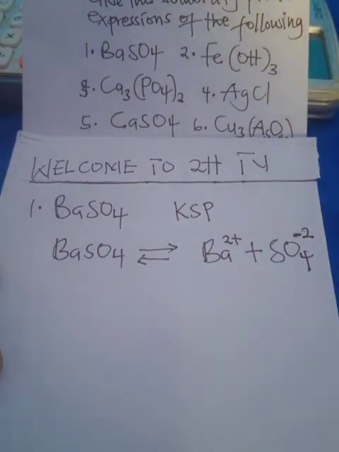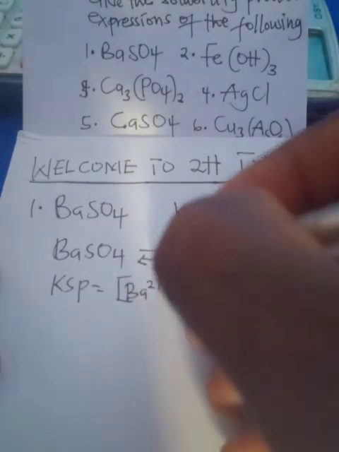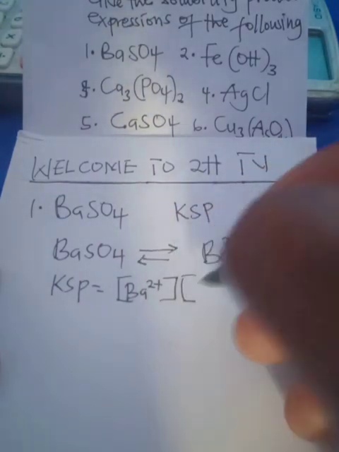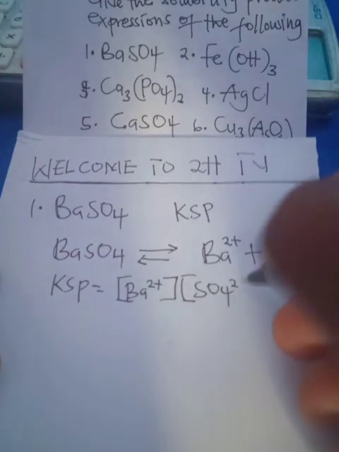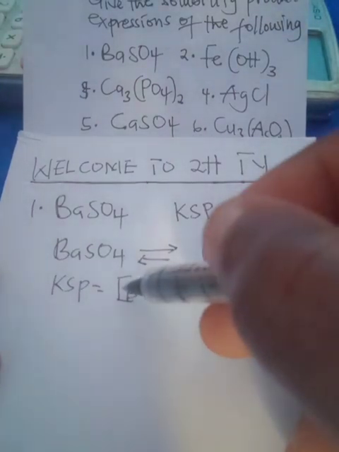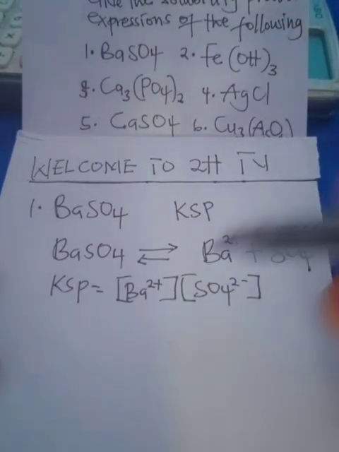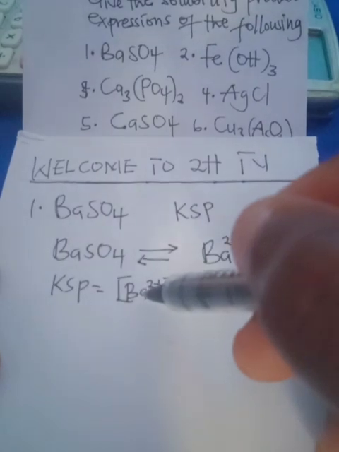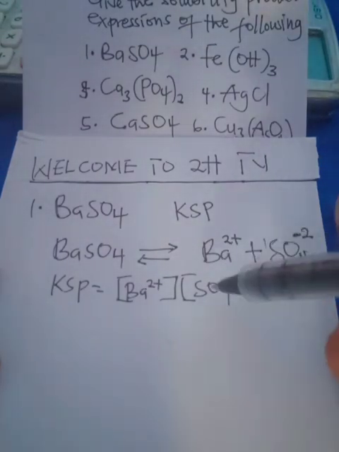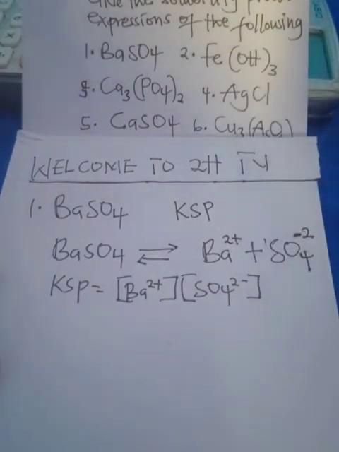Now, to simply write the Ksp expression, it is equal to the concentration of Ba2+ multiplied by the concentration of SO4 2-. Now, because the ratio is 1:1, we don't raise to the power anything, and we don't multiply. It's assumed that the ratio is 1:1. So we multiply 1 by Ba2+, and we multiply 1 by SO4 2-. We raise to the power 1 because the ratios are 1:1.